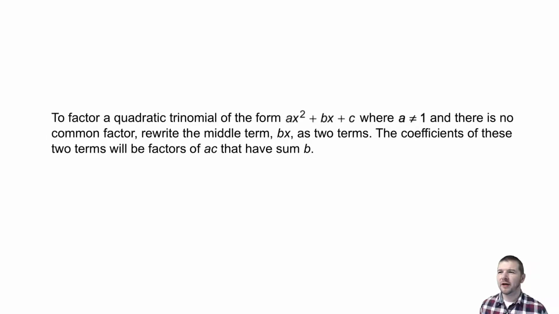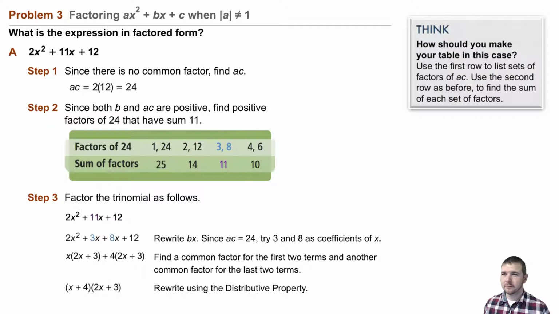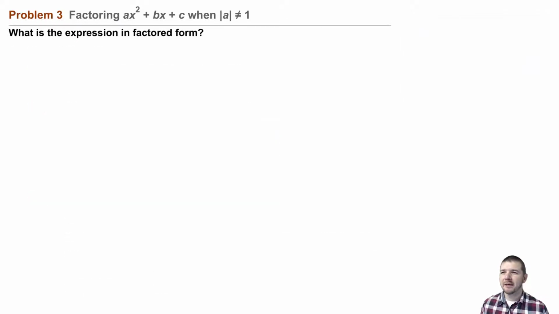To factor a quadratic trinomial of the form ax² plus bx plus c, where a does not equal 1, and there is no common factor, rewrite the middle term, bx, as two terms. The coefficients of these two terms will be factors of ac, the product a times c, that have the sum b. Problem 3. Factoring ax² plus bx plus c when the absolute value of a does not equal 1.